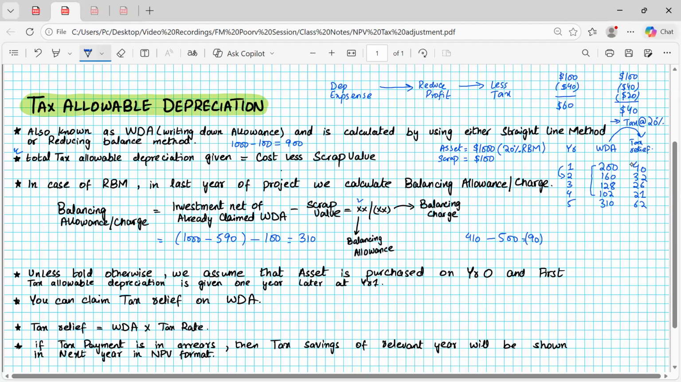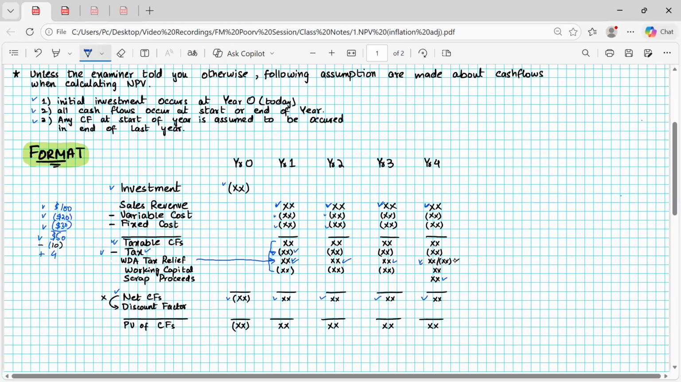Now, in the balancing charge, the tax authority says, pay me the tax. Why? Because they will say that your investment worth is 410 net of already claimed WDA, but you are getting the benefit of 500 on the asset by selling it. So on the extra 90 that you are getting, pay me the tax, because you are getting more benefit. In that case, you multiply this 90 with 20%. It will give you 18 negative. So here you will show negative 18, which will indicate that you are paying the tax.